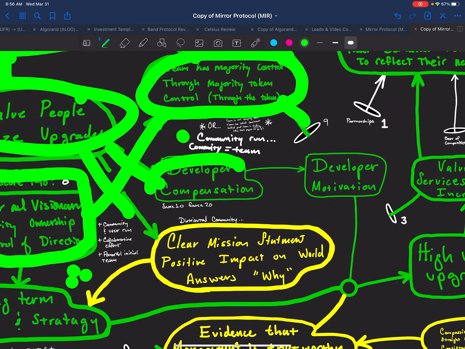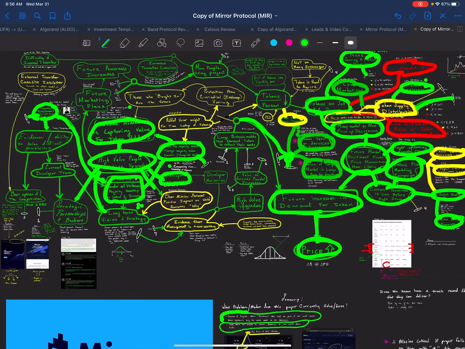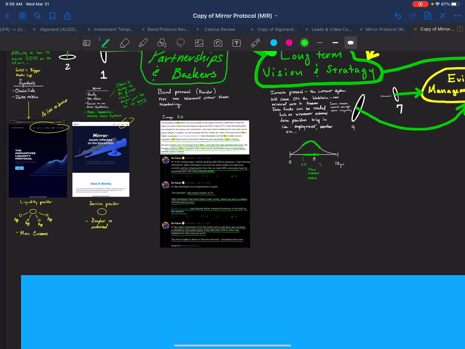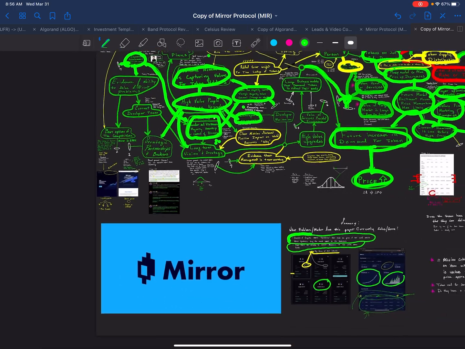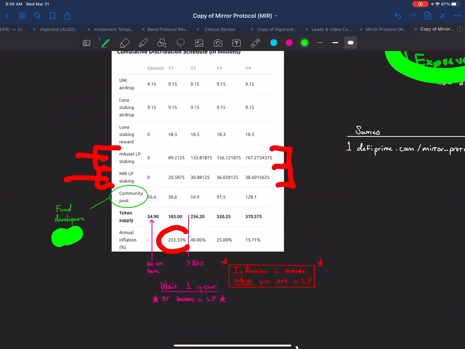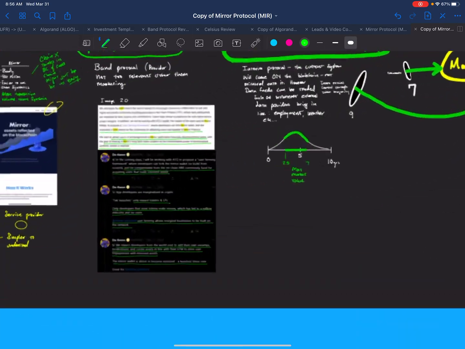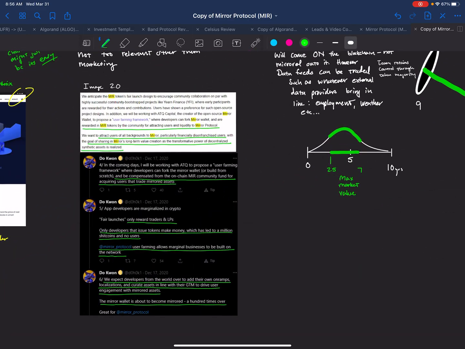Developer compensation. So let's take a look at that. Okay, so this right here is to fund the developers community pool, and that is voted on by the token holders, as well as the MIR. Developers can fork the MIR wallet and be rewarded MIR tokens by the community for attracting users to the MIR protocol.